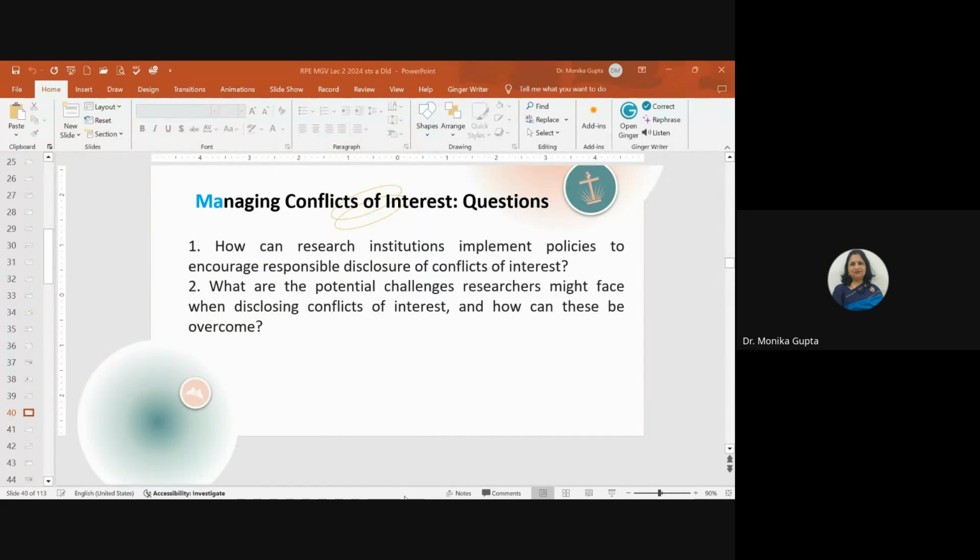Okay. The second question: what are the potential challenges researchers might face when disclosing conflicts of interest, and how can these be overcome?